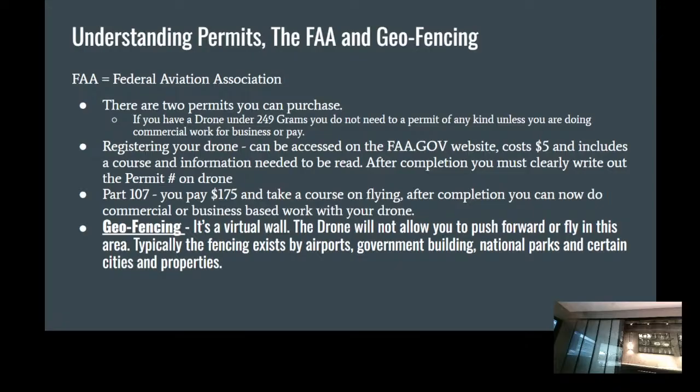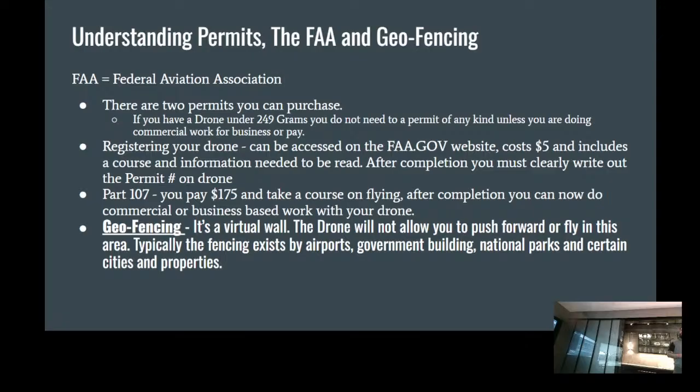If you're going to do business or pay, you've got to look at Part 107. You pay $175 and take a course on flying. After completion, you can now do commercial or business-based work with your drone. You're fully licensed. You then can take insurance out on this, so in case something were to go horribly wrong, you're protected as a flyer as well. There are a lot of moving pieces with that Part 107, but it is something you should look at if you are interested in doing this.